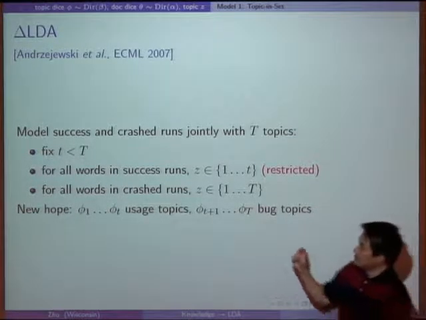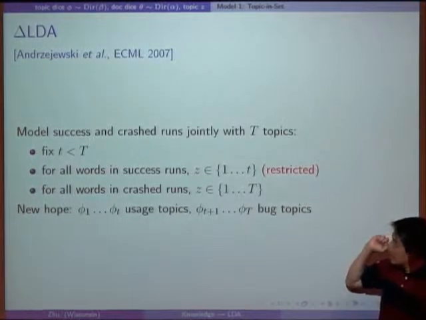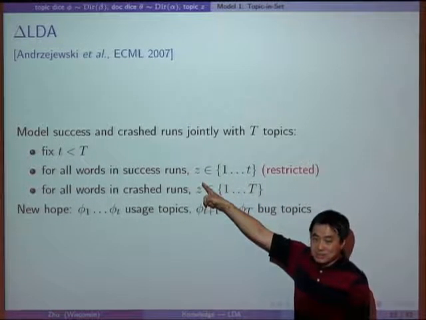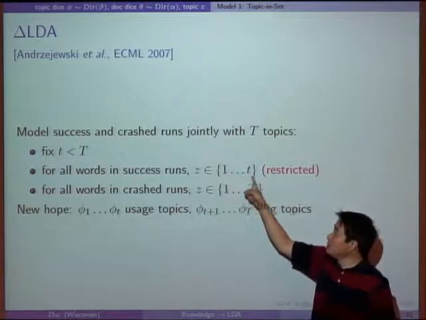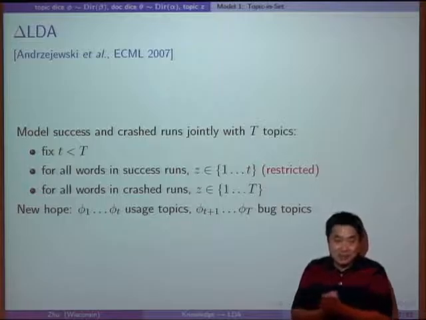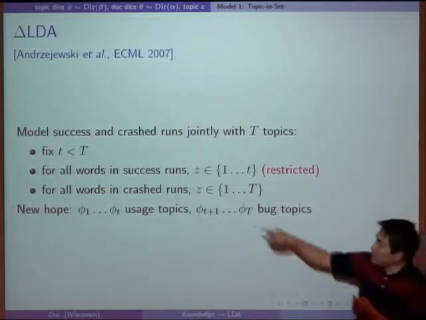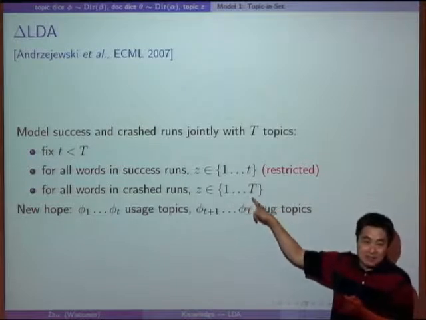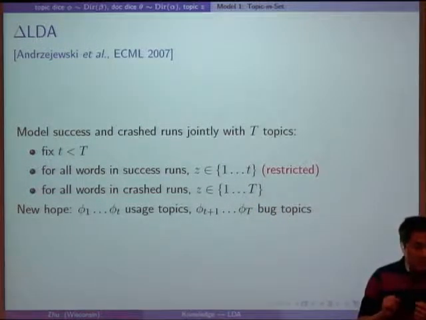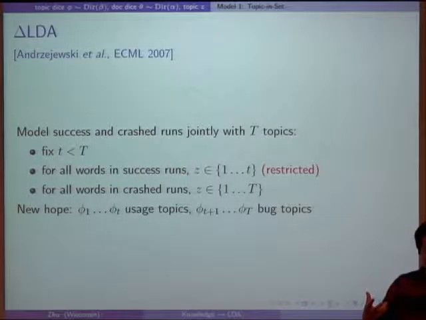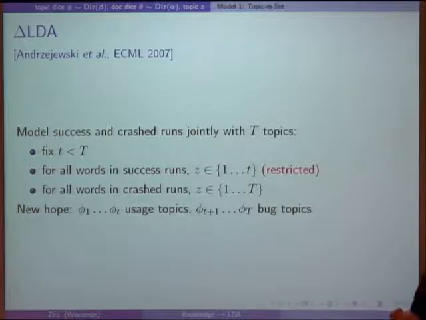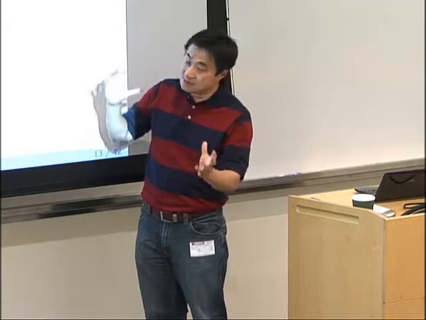Very importantly, if a run succeeds, I'm going to say that for all word positions in successful runs, it can only use usage topics, and it cannot access those bug topics. Okay? While for crashed runs, I will allow them to use any topics that they want. So this is an additional constraint on top of standard LDA. The hope is, by requiring this, you force the first small t topics to model general software behavior. And then the remaining ones, hopefully, will capture the remaining bug behavior.